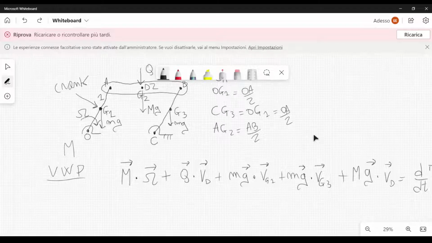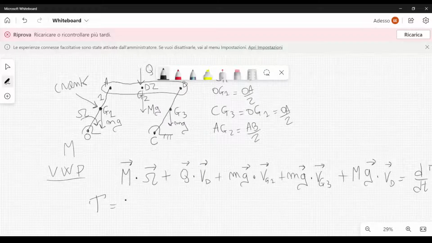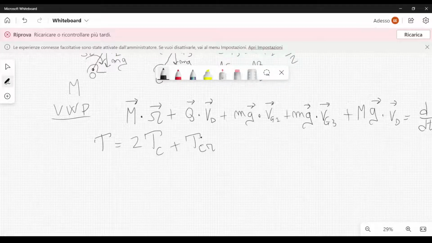Now, the kinetic energy of this mechanism, this 4-bar linkage, capital T, will be given by twice the kinetic energy of the crank, so let me call it Tc, plus the kinetic energy of the connecting rod, let me call it Tcr. And we can easily find these two kinetic energies. So the kinetic energy of the crank is simply equal to 1/2 times the moment of inertia around the point O, it is the point around which the crank is rotating, and then we get omega squared.